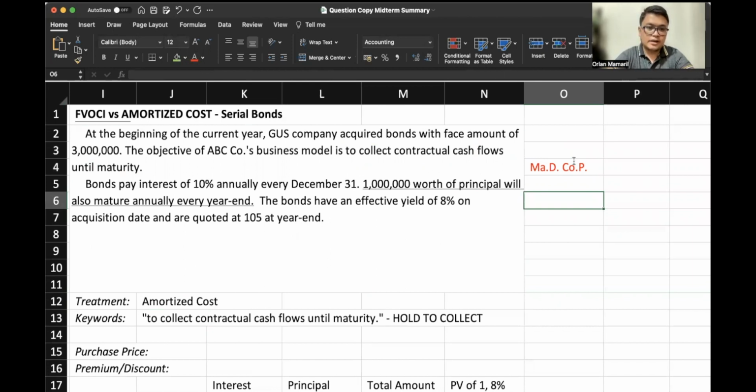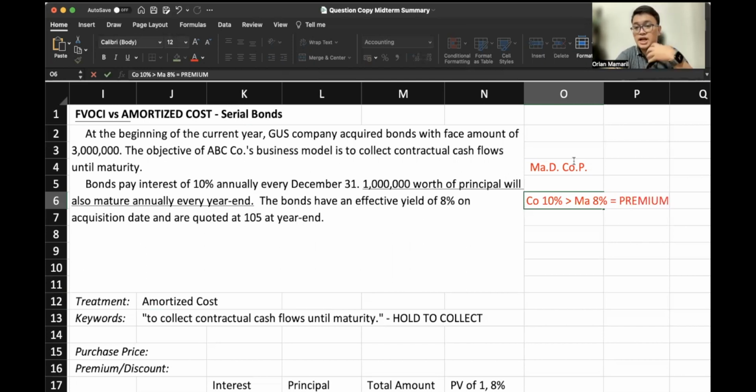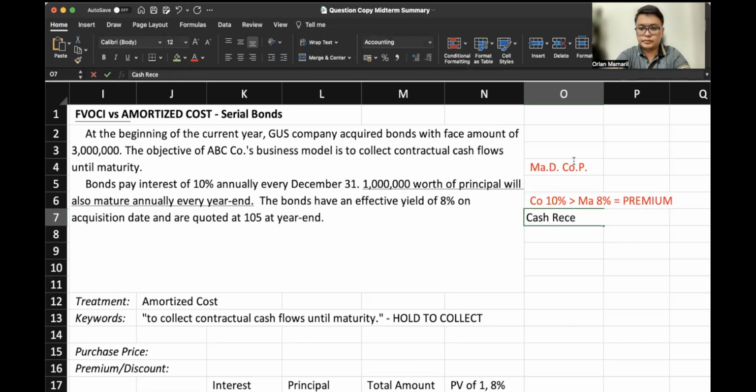Let's see here. Our coupon rate is 10%. And our market rate is 8%. Therefore, that's our clue. Our investment is issued at a premium. This means that the cash received is greater than the face amount. So it should exceed 3 million.